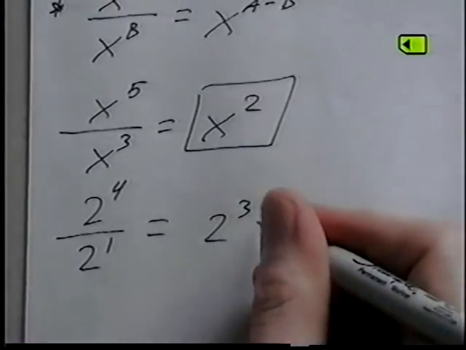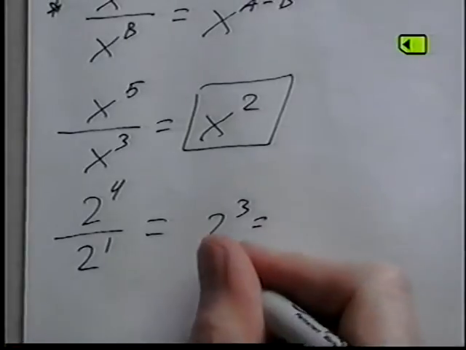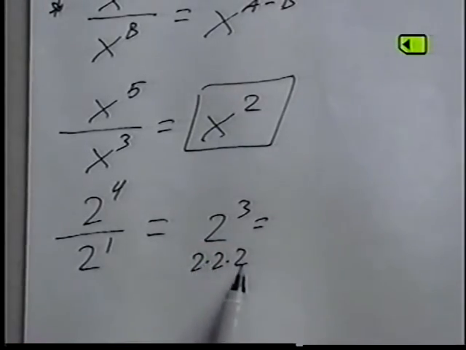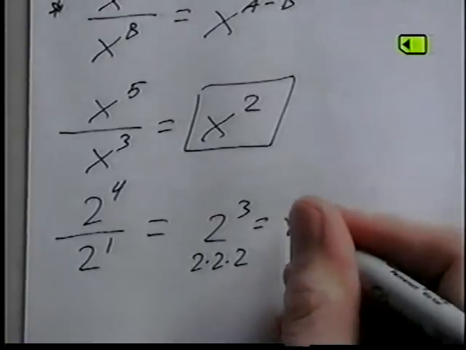Keep in mind, when you have a number in your answer, you can simplify this out. 2 to the third power, it's not 2 times 3, but 2 times itself 3 times. 2 times 2 is 4, times 2 more is 8.